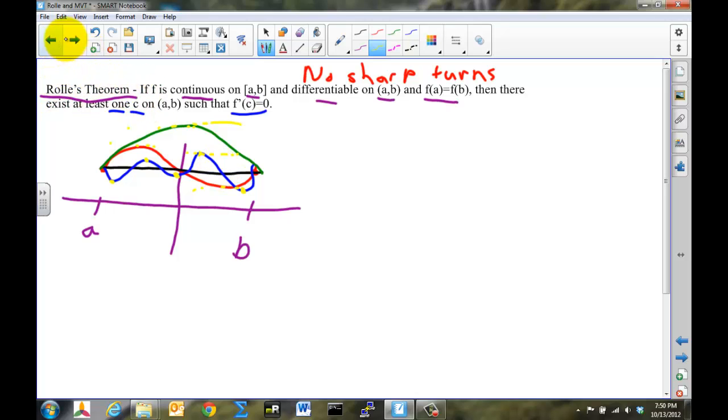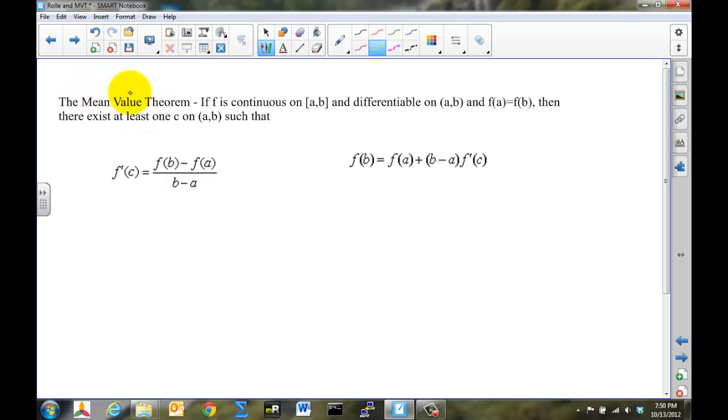Something very similar to Rolle's theorem is called the mean value theorem, and you will hear this one quite often as we move on through the course. You'll hear it referred to as the MVT, the mean value theorem. Let's read the mean value theorem. f is continuous on the closed interval and differentiable on the open interval. Here's a typo: f of a is not equal to f of b. So there's the difference between Rolle's and mean value. Rolle's, they're equal. Mean value, they are not. So let's get a picture of what that looks like.